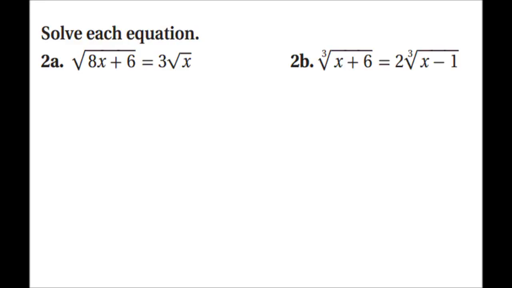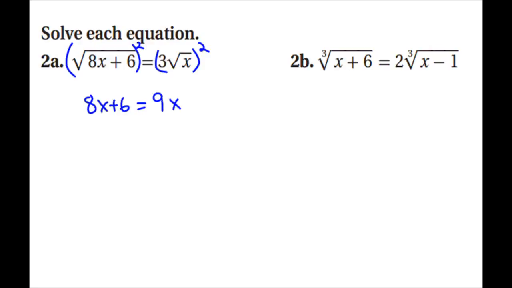So there are times we might have a radical on both sides of the equation. We have a situation like that. It's really no different. We are just going to square both sides of the equation again. You have to be careful of one thing, but nothing major. So when we square this side, we get 8x plus 6. Square the other side. 3 squared is 9, and then the square root of x squared is just x.